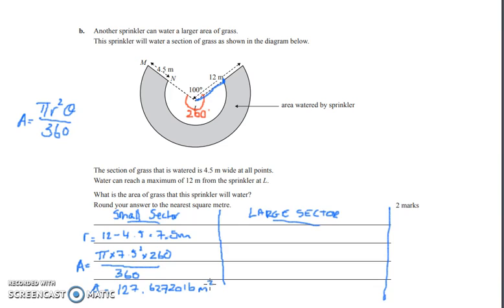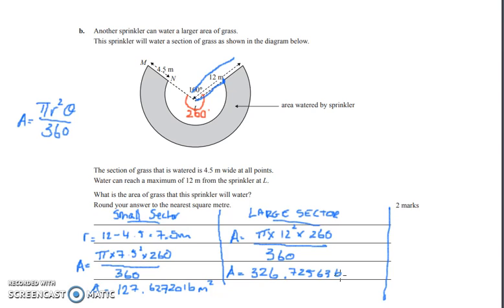Let's do the calculations for the larger sector. We're going to calculate the area of this whole sector. Area is equal to pi times our radius squared, and our radius is from the center out, which is 12. So pi times 12 squared, times our angle of 260 degrees, because once again we're using that larger sector, over 360. Our area would equal 326.725636.